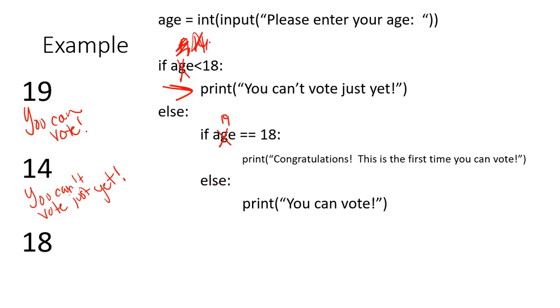Let's check 18 now. So, is 18 less than 18? No, right? It's the same. So we're going to go to the else. We're going to check the if inside of the else. So is 18 equal to 18? Yes, right? So for 18, we're going to write, congratulations. This is the first time you can vote. Notice this else statement right here is not going to be run. It's not even going to be looked at because I went inside this if statement. So it's paying attention to which ones are the good ones for you to be using and stuff of that nature.